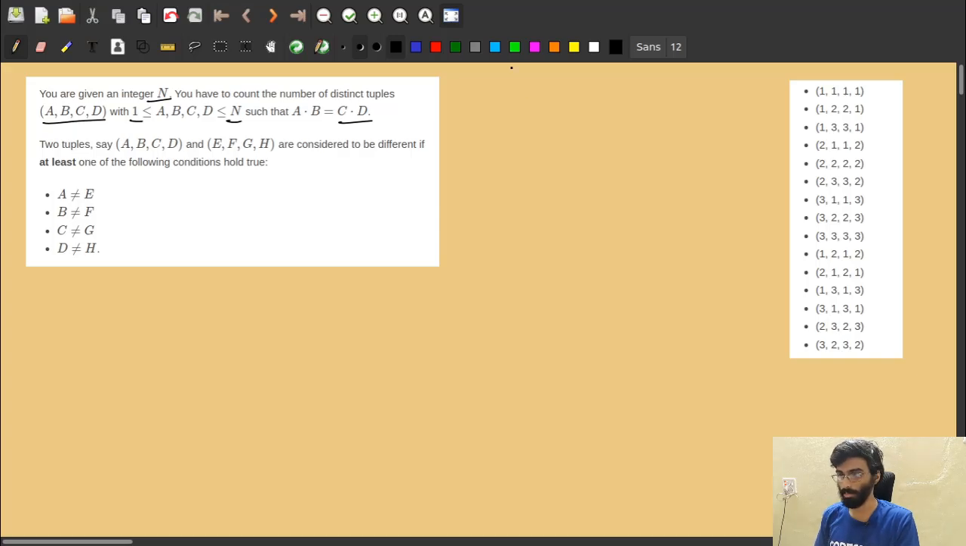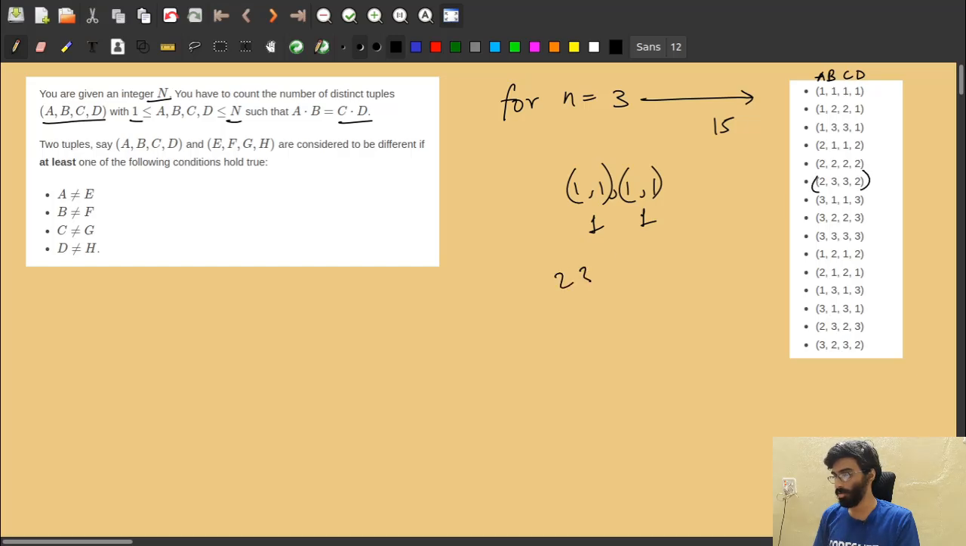For example, if n equals 3, then these are the 15 tuples that could be made where a multiplied by b equals c multiplied by d. Here you can see 1, 1, 1, 1: a times b is 1 and c times d is also 1. Similarly, 2, 3, 3, 2: this part is 6 and this part is also 6. So you have to find the number of distinct tuples such that a, b, c, d lie between 1 and n.